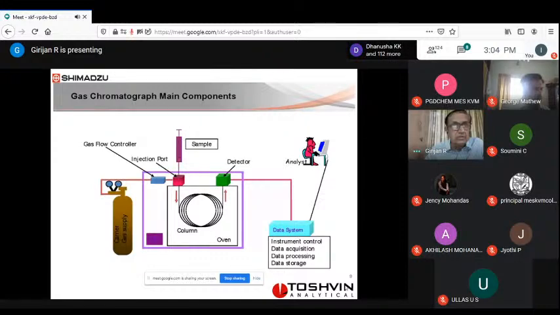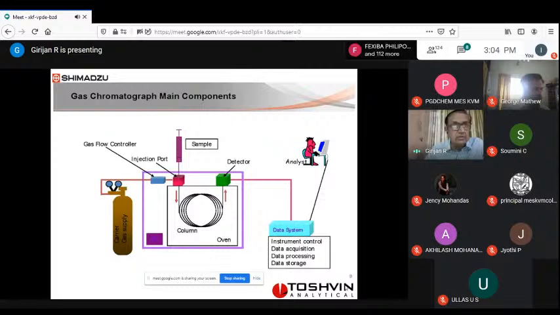The detector is going to give an electrical signal, and that is processed by your software. When a compound is coming out, the detector gives an electrical signal, and that is represented as a triangular peak. So that means one peak represents one compound.